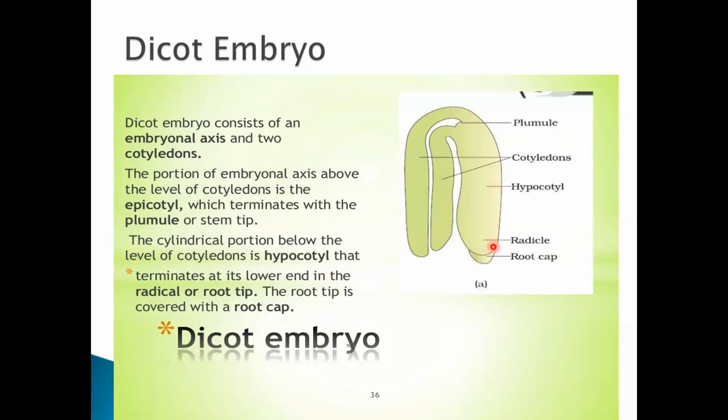So it consists of the embryonal axis and two cotyledons. The portion of the embryonal axis above the two cotyledons is the epicotyl, which terminates at the plumule, the stem tip. Then the cylindrical portion is the hypocotyl, which terminates at the end of the radicle or root tip, covered with a root cap. So this is the dicot embryo.